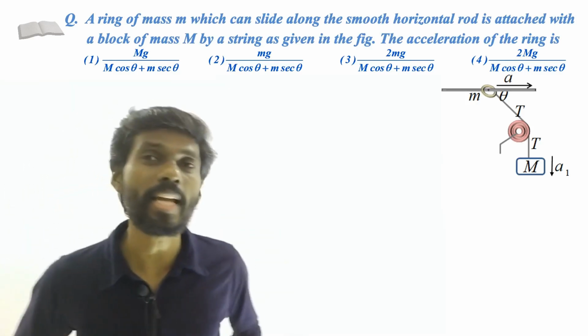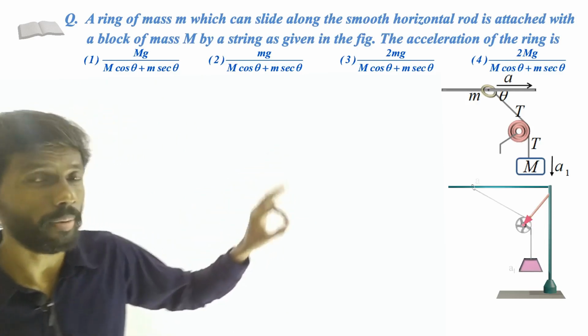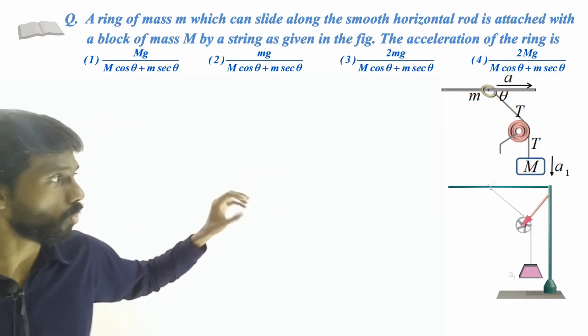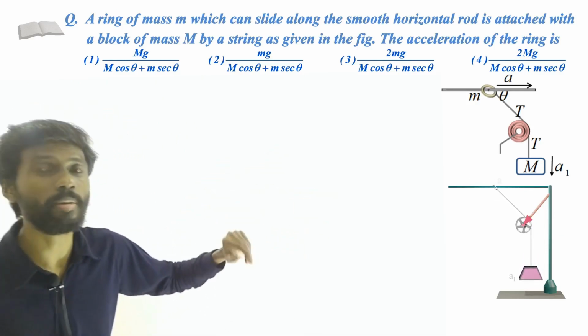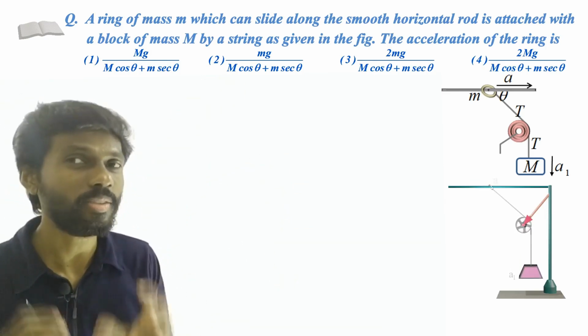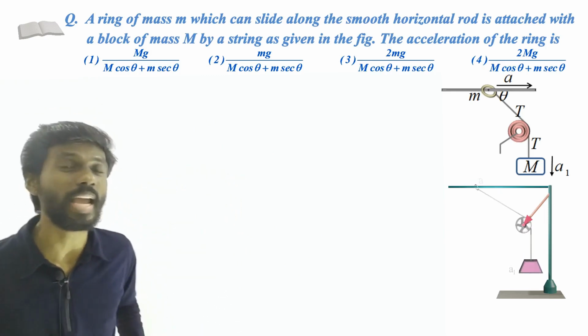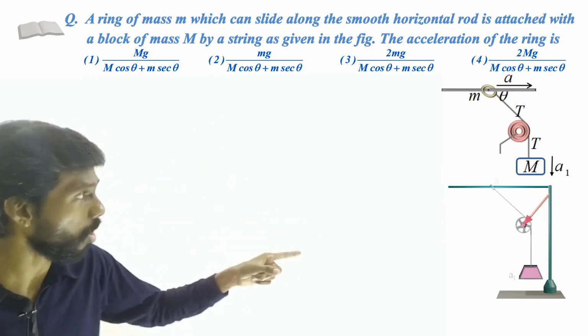Here a ring is attached to a string. The ring can move in the horizontal direction only along this rod, and the other end of the string is attached to a block of mass M. This block can move in the vertical direction only. Now just like the other questions, this is also a question of constrained motion. So we have to find the relation between the accelerations of these two objects, the block and the ring.